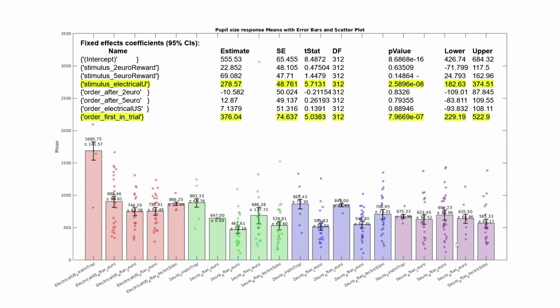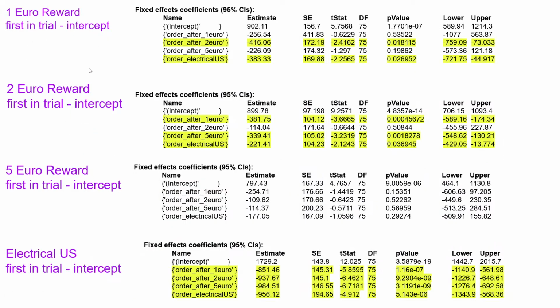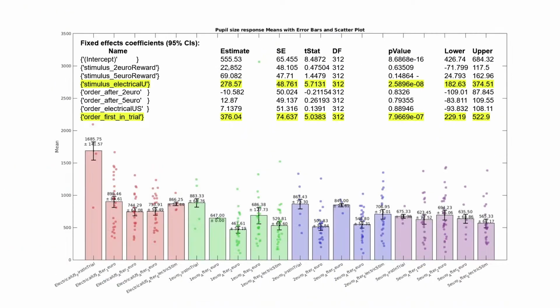And also we analyzed them inside each value depending on the order of appearance. So we analyzed only electrical stimulation all together depending on the order of appearance. But then we also analyzed only 1 euro when it was first in trial, when 1 euro was after 1 euro, when 1 euro was after 2 euro, when 1 euro was after 5 euro, when 1 euro was after electrical stimulation. So for the stimulus of each modality, we have these 5 positions.